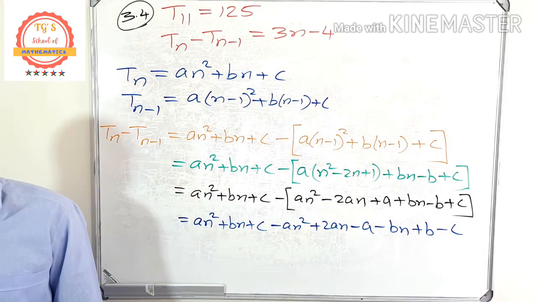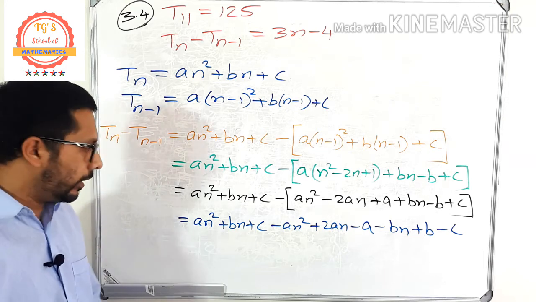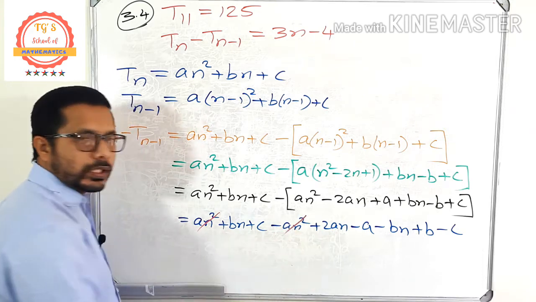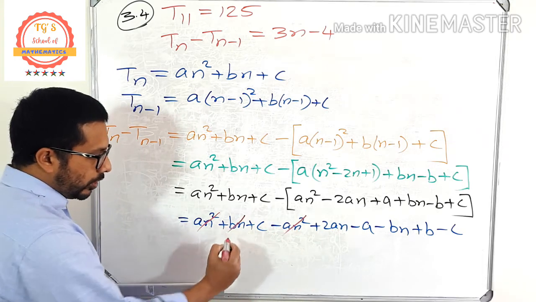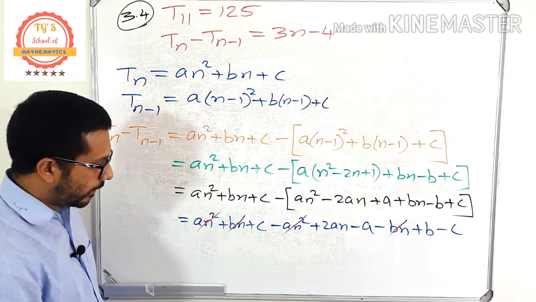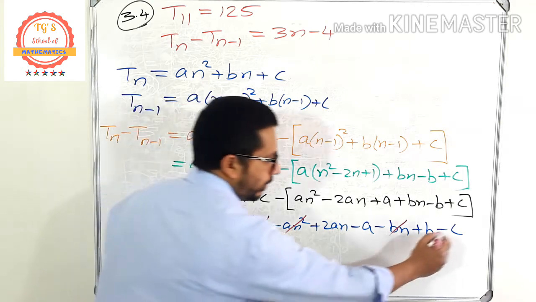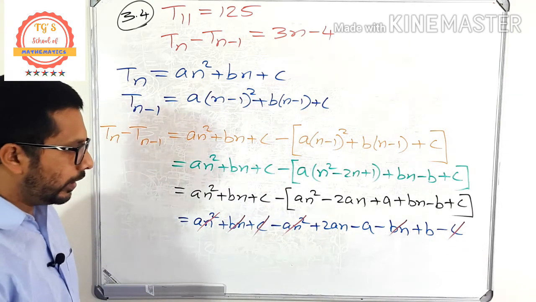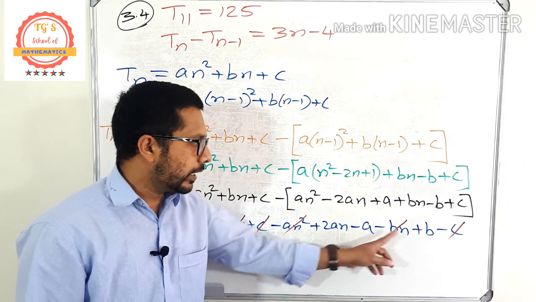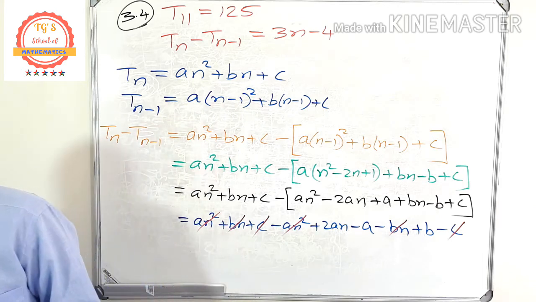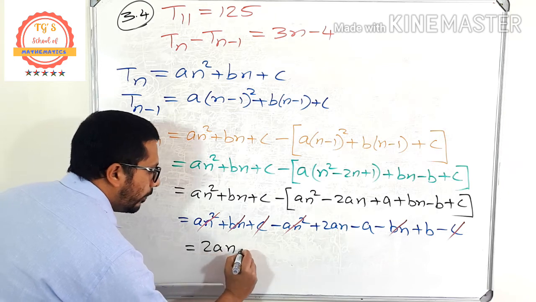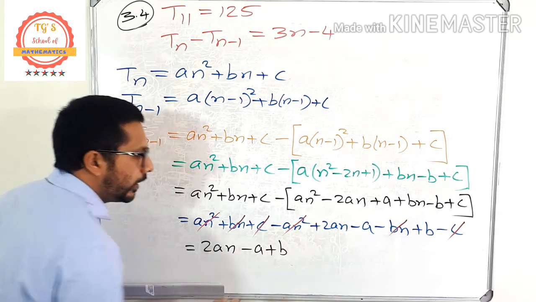Now what is the next step? If there is anything to cancel, we can cancel. So look at this one, positive an squared and negative an squared cancel. Then positive bn and minus bn cancel. Anything else to cancel? Positive c and minus c cancel. Anything else? That's all. So now what is remaining? 2an minus a plus b. So we can write that one. The balance is 2an minus a plus b, that is the remaining one.